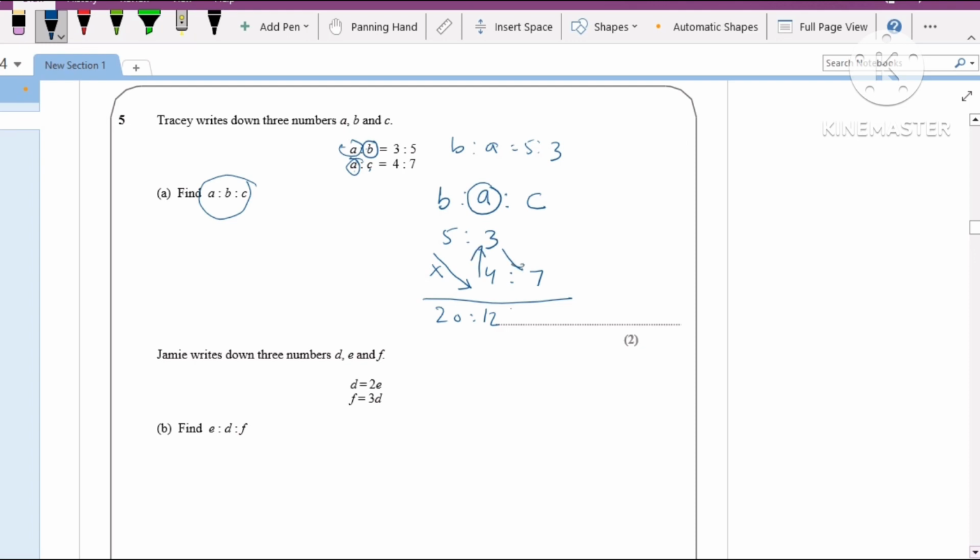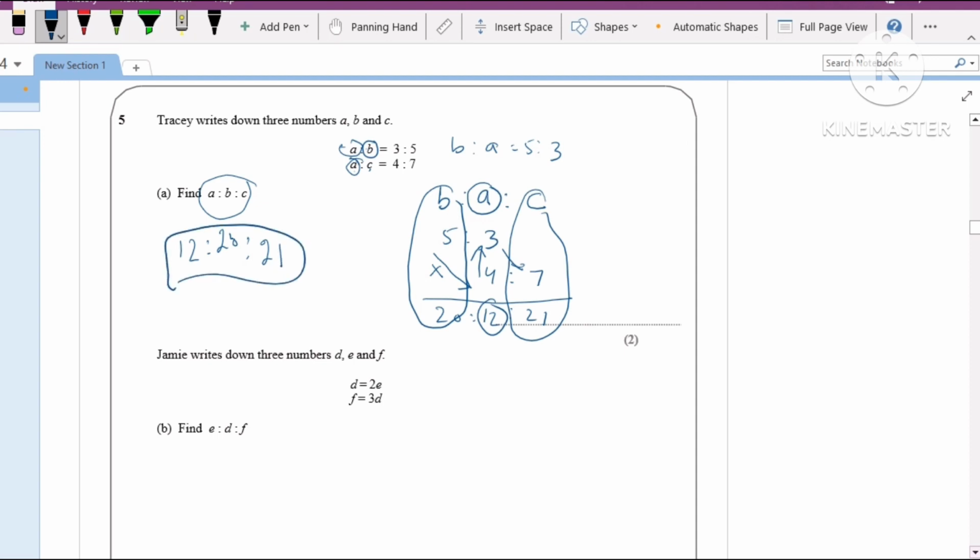7 3s are 21. So b is 20, so I'm writing b as 20. A is 12, so I'm writing a as 12, and c is 21, so I'm writing c as 21. There is not any number which is common in these three. There is not any common divisor, so I will leave the question here. So look at the next question.